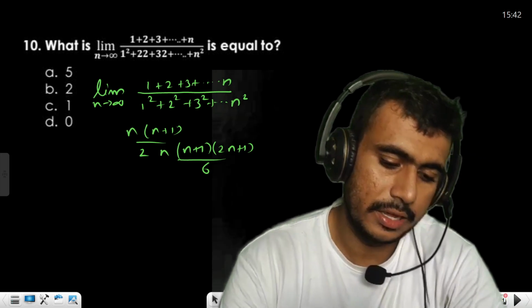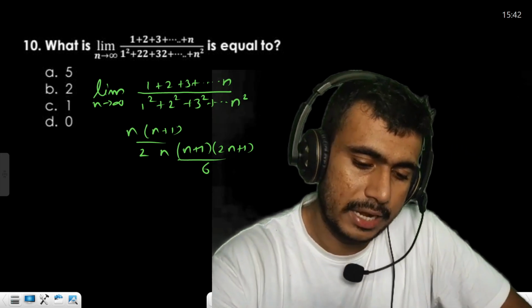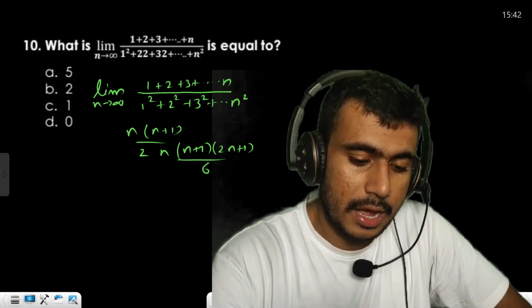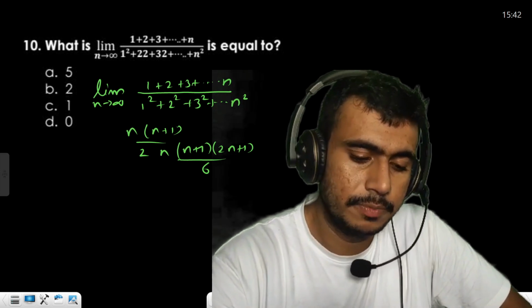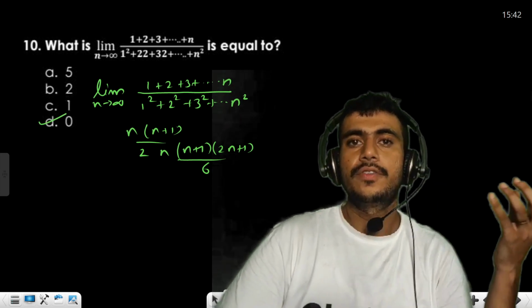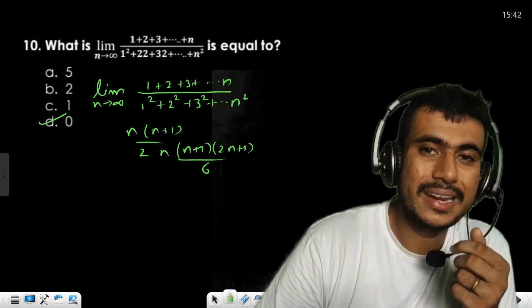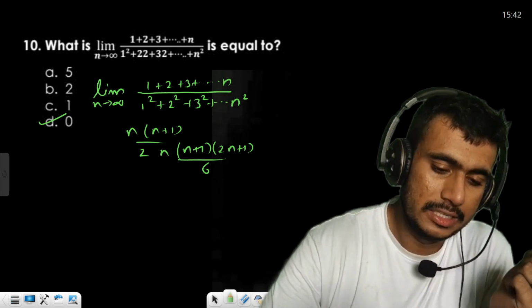So if I see the degree of the denominator, it is 3 because n here, n here, and n here, and the degree of the numerator is basically 2. So the answer will be 0. When the degree of the denominator is greater than the degree of the numerator, my answer will become 0.